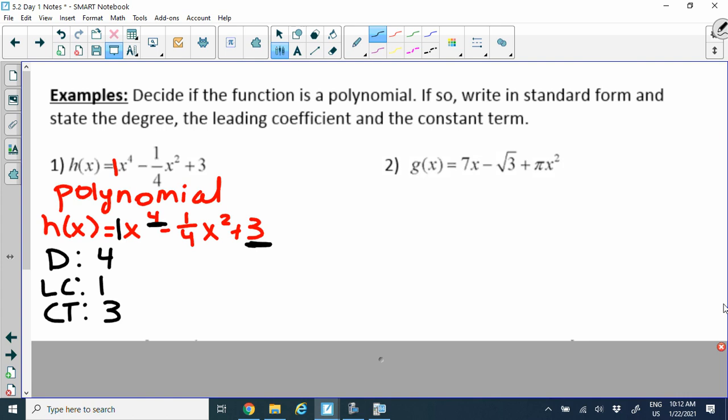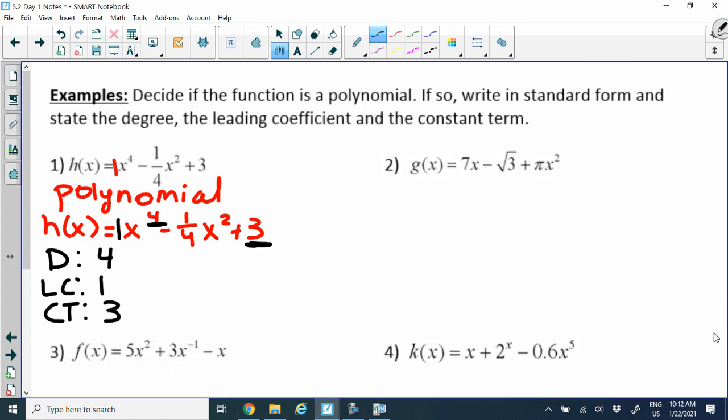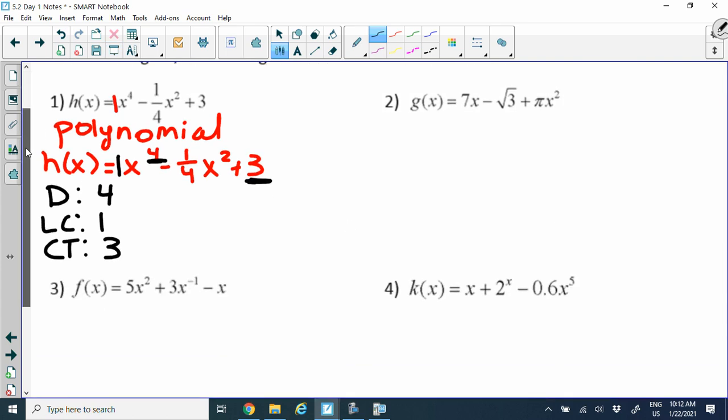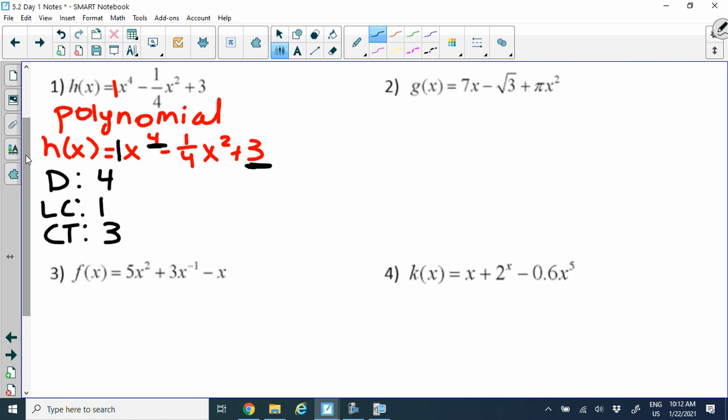Okay, let's go ahead and do the next one. We're actually going to skip 2, and we're going to go to example 3. Okay, we're doing the same thing. We've got to see: is 5x squared plus 3x to the negative first minus x a polynomial? Well, let's look at the exponents. We have 2. Oh, but we have a negative exponent, okay? Remember, we can't have any negative exponents, so no, not a polynomial, because we have a negative exponent.